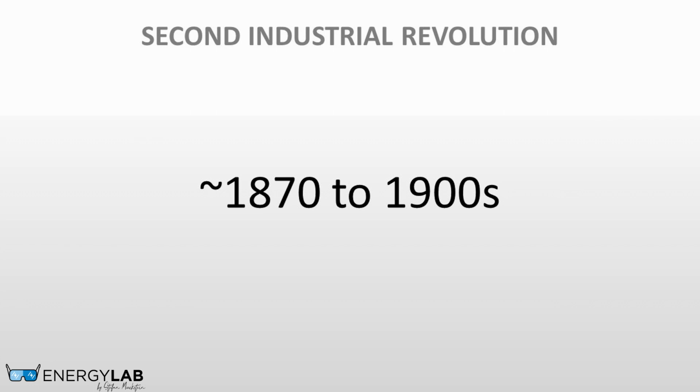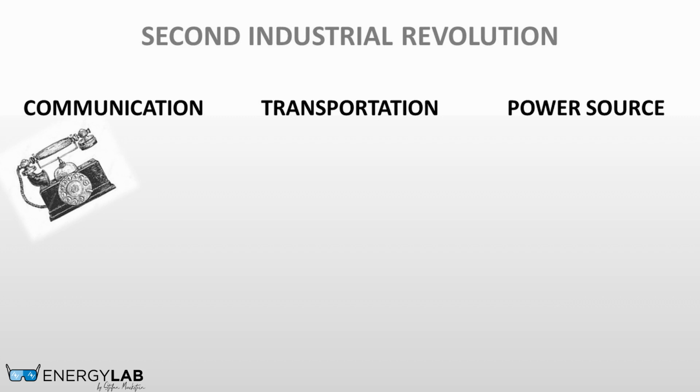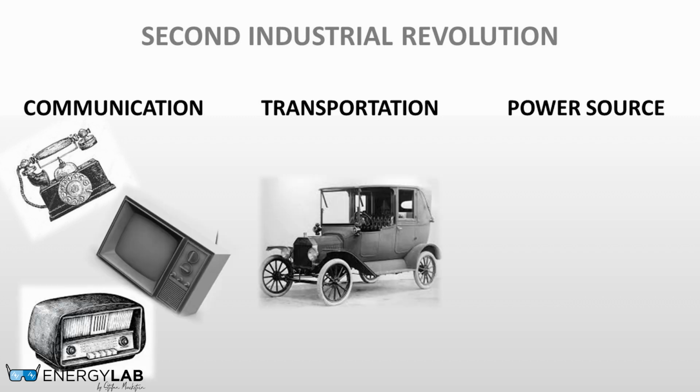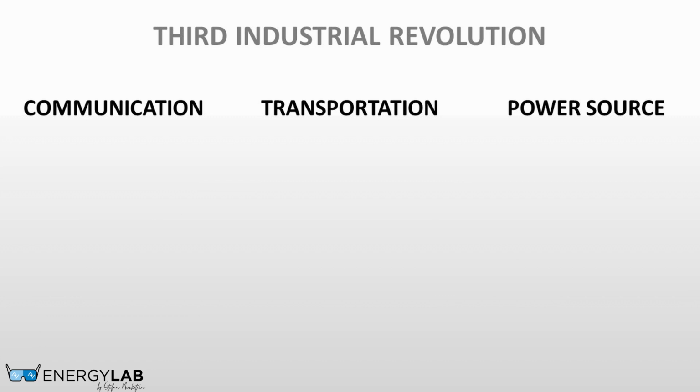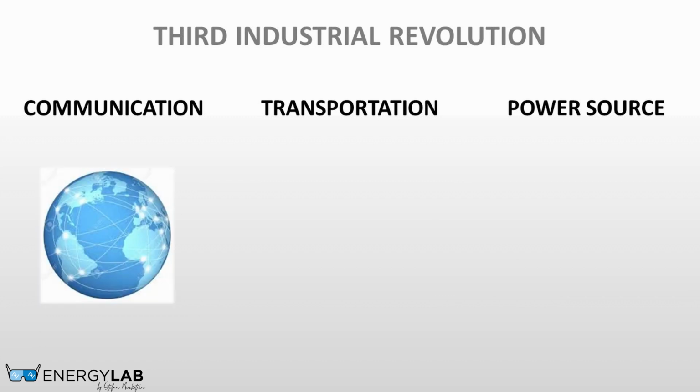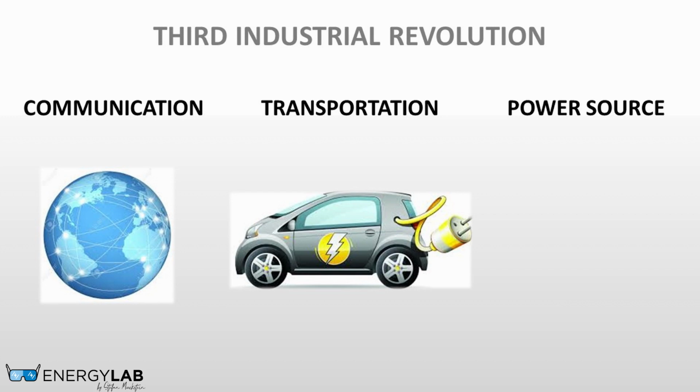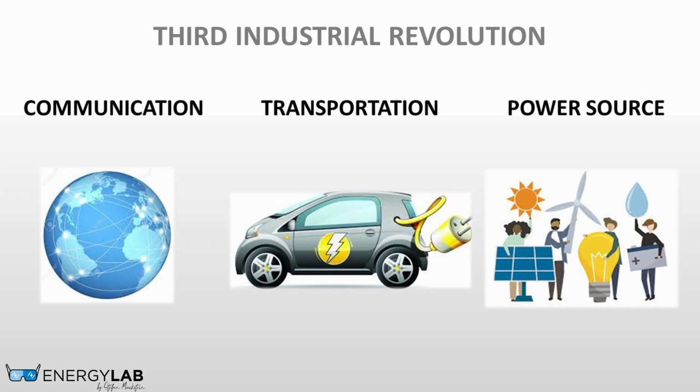It was defined by communication with phones, radio and TV. The form of transportation was internal combustion vehicles, and the new form of energy was cheap oil and still the use of coal. We are now in the 3rd industrial revolution. Communication via internet. Transportation is using electric vehicles and hybrid vehicles, and the preferred source of energy will be renewable energy.